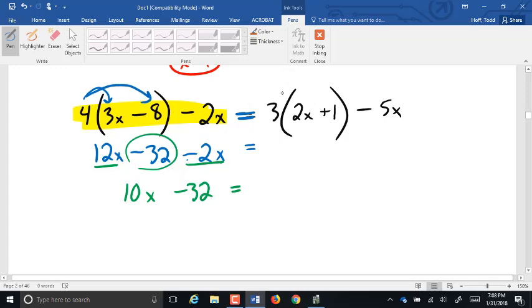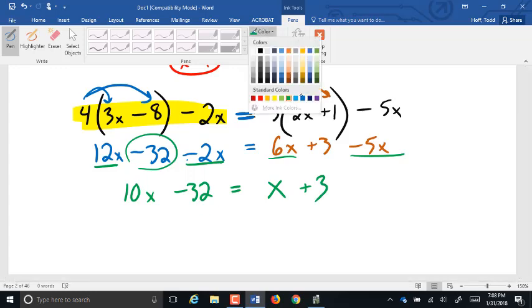On the right side, what do we have to do? Times the 3, just distribute the 3. 3 times 2x is 6x. 3 times 1 is 3. And of course, we still have the negative 5x there. Anything else we can combine or simplify there? 6x and negative 5x make 1x or just x. And we still have the plus 3. Now, we can't simplify anything on each side. Are we ready to solve?